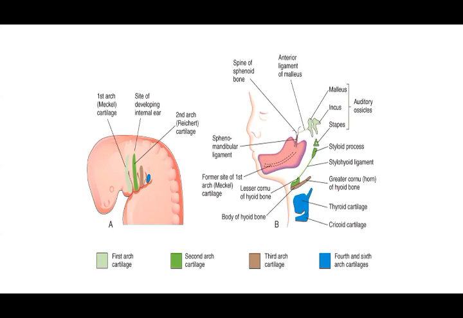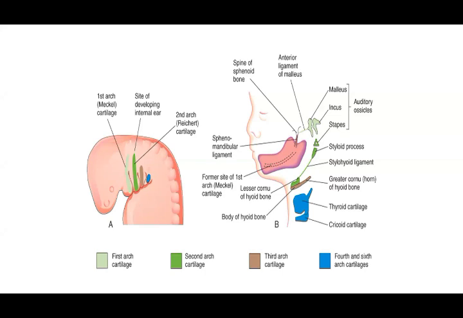Then is the third one. This is going to form the body and the greater cornu of the hyoid bone. Fourth and sixth form your thyroid and the cricoid cartilage. You can see the light green is your first arch cartilage. Second is the darker one. Third arch cartilage is this brown one, depicting what all is developing. Fourth and sixth cartilages are blue in color.